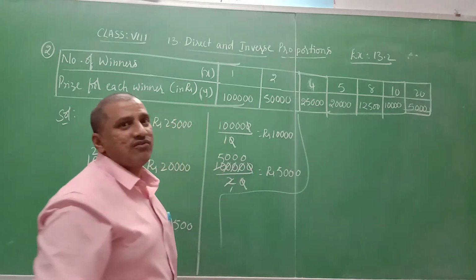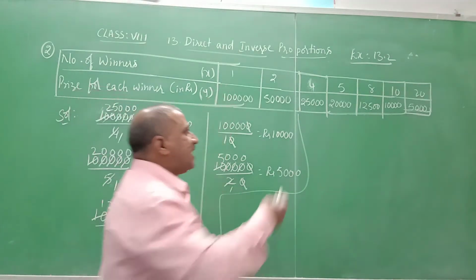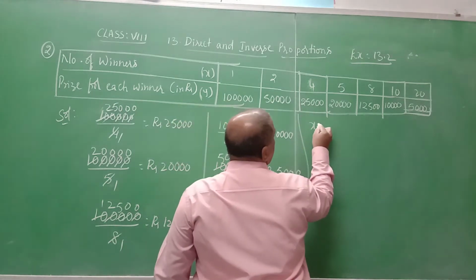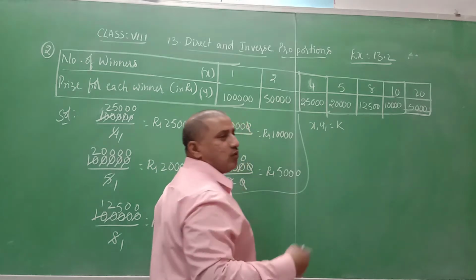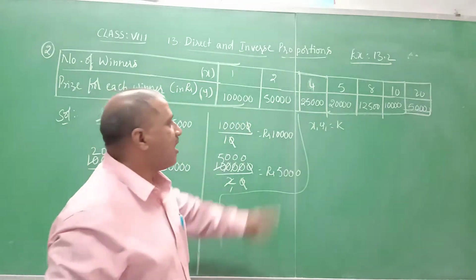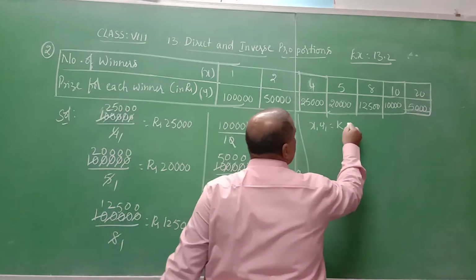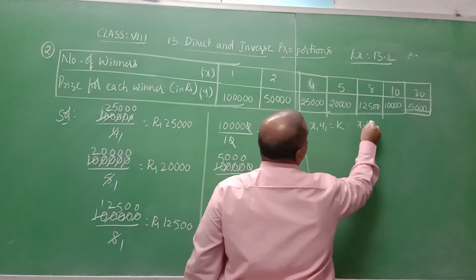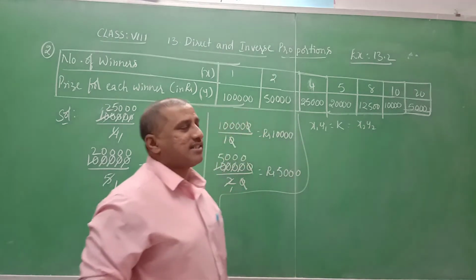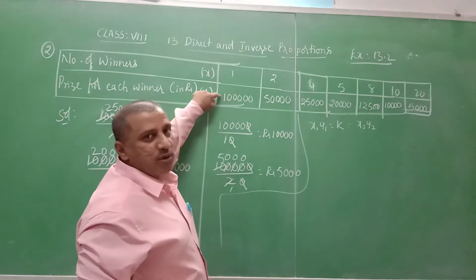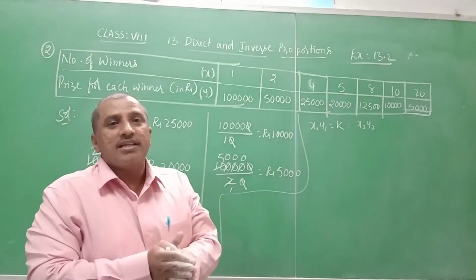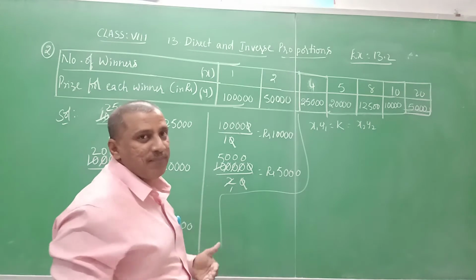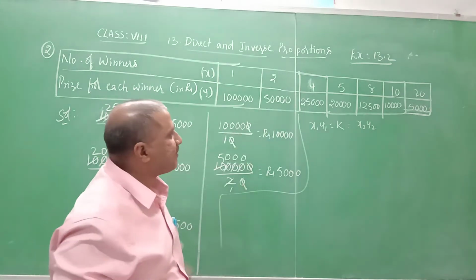How do you check for inverse proportion? If it is in inverse proportion, we know x1 into y1 is equal to a constant, or x into y is equal to a constant. That is, x1 into y1 equals x2 into y2: all the products of x and its corresponding y value should be the same. If it is the same, then we can say that it is in inverse proportion.